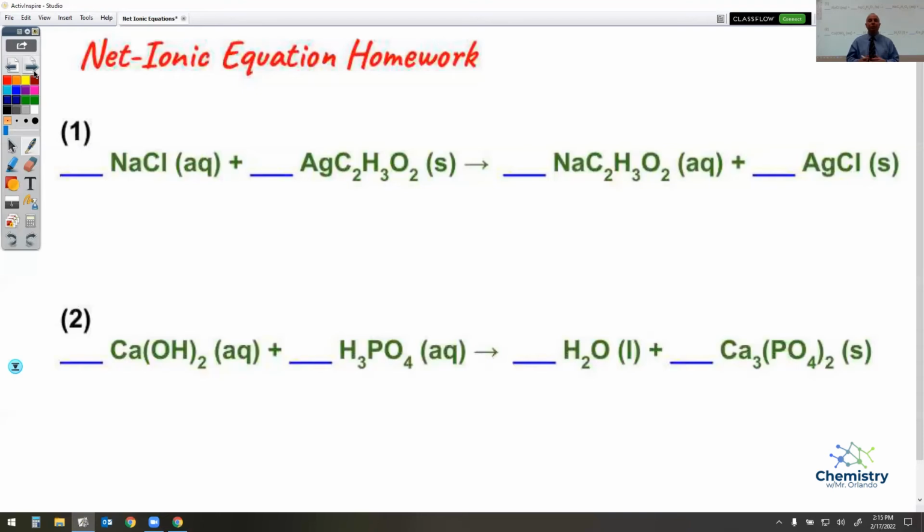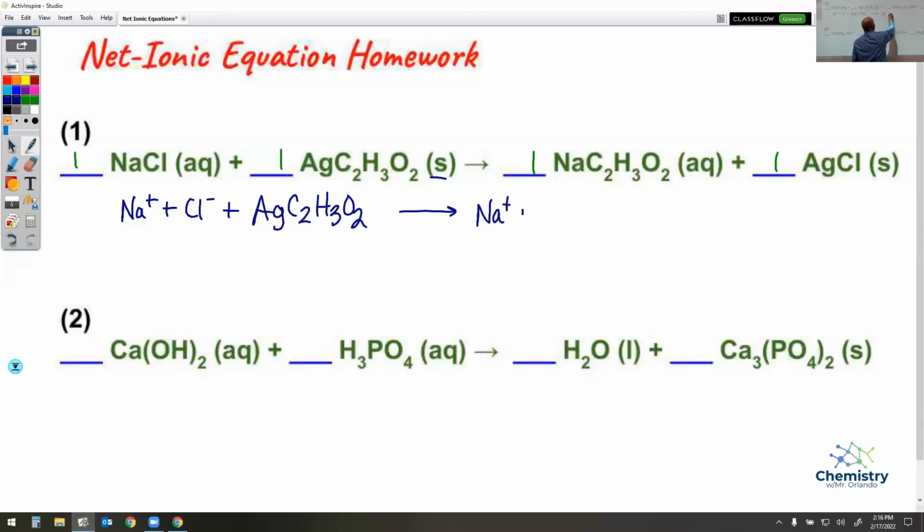Let's take a look at problems 1 and 2. In problem number 1, we have a really simple equation where all of our coefficients end up being 1s. In this case, we can jump right into the complete ionic equation, which will look like this. Na plus Cl minus plus AgC2H3O2. We're not going to break that up because it's a solid. On the product side, we have Na plus C2H3O2 minus plus AgCl.